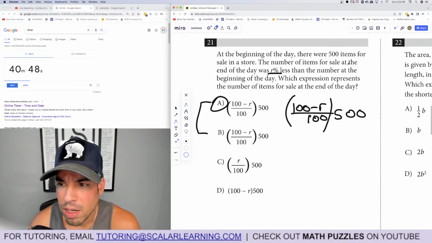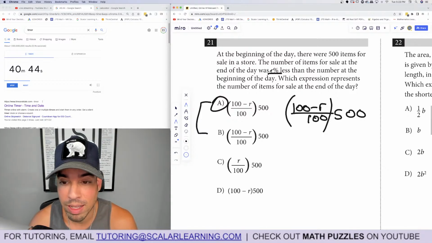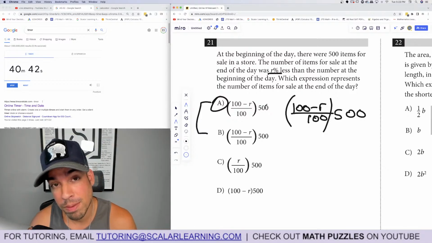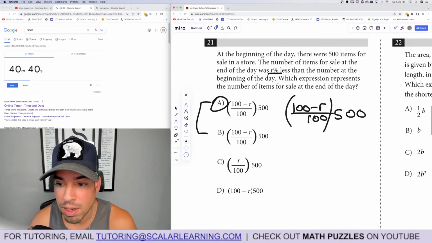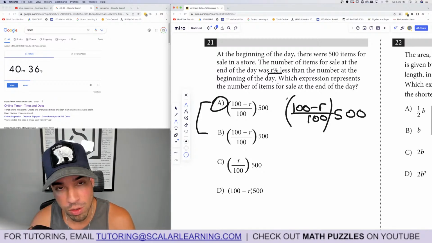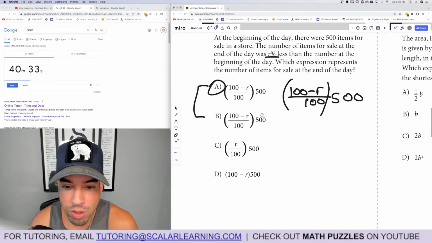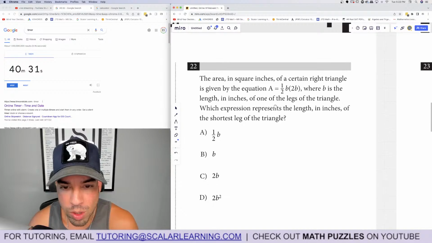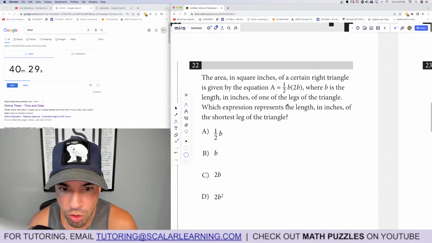But that's it. And you can test it. You can think about it. Let's imagine it's 10% less. 10% of 500 is 50, so you should have 450. Plug in 10. 100 minus 10 is 90. Divided by 100 is 0.9. 0.9 times 500, 450. You check one other value if you're not sure, but that's it. Plug and chug.